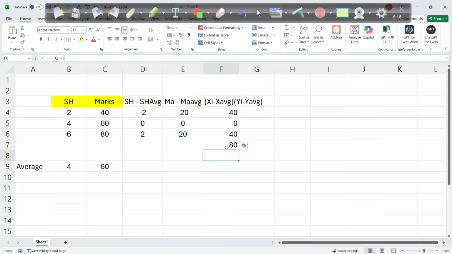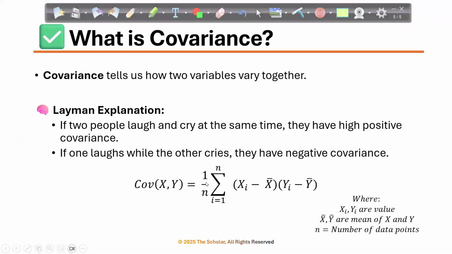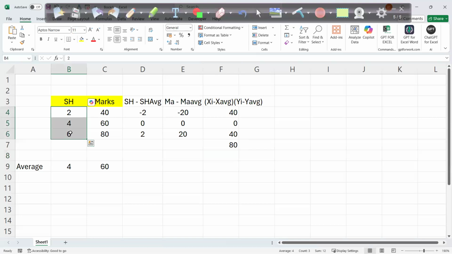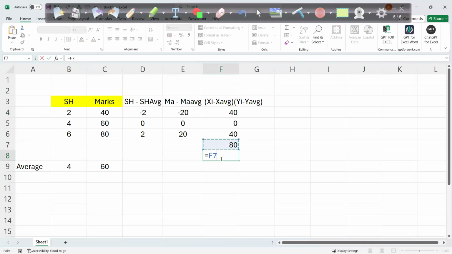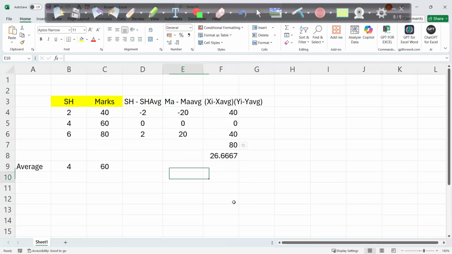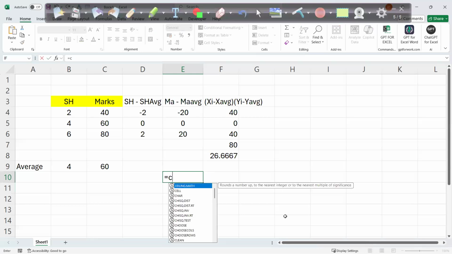We did the sum. Now I want to divide that by n, where n is the total number of records. We have 3 records here, so I will be dividing this 80 by 3. So my covariance comes out to be 26.6667. So the covariance between x and y is 26.667. Right? Are you guys understanding this, all of you?